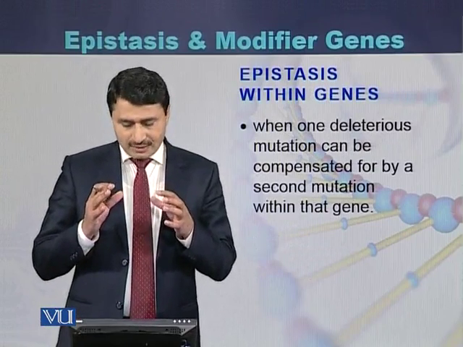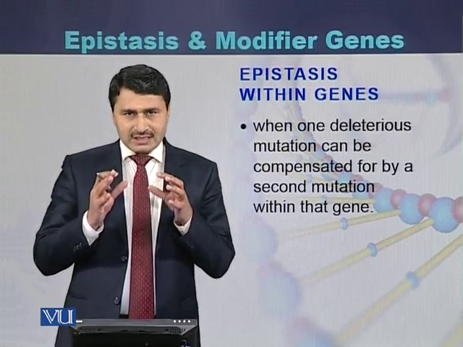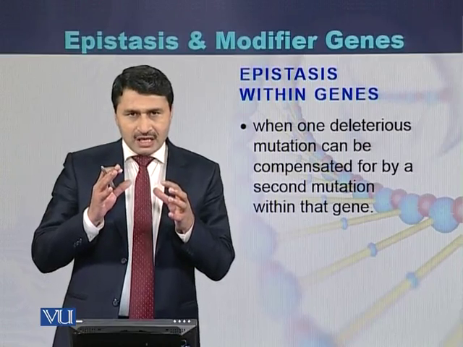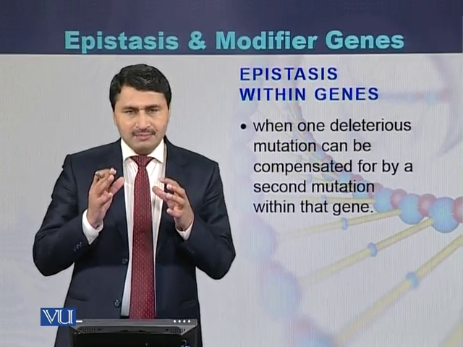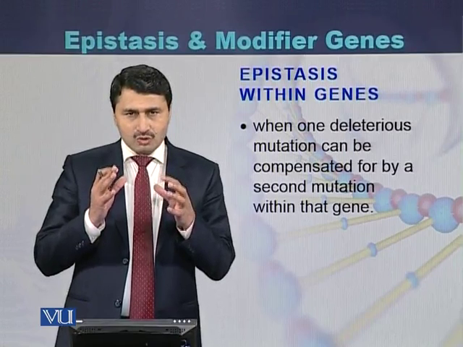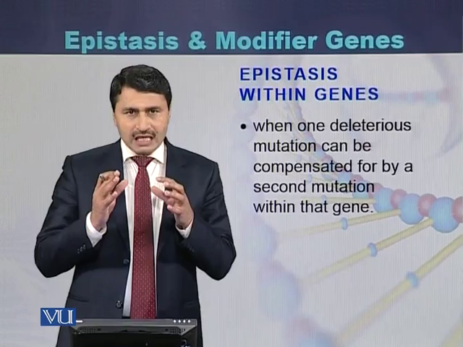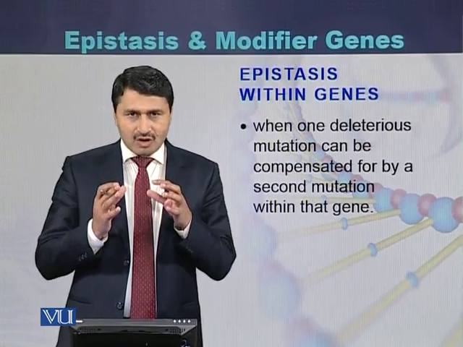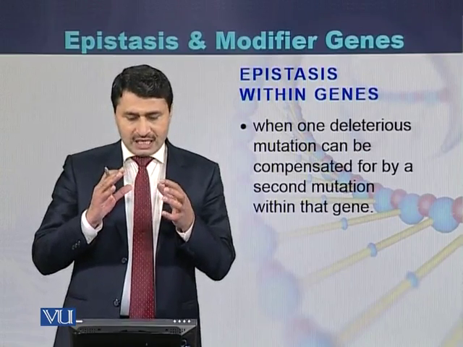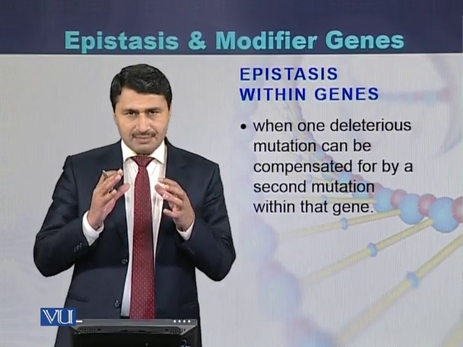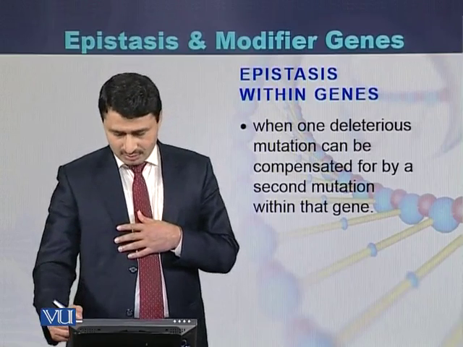Epistasis within the genes. Within a gene, mutations can compensate for the effect of each other. If there are two mutations within a gene, one mutation can compensate for the effect of the other mutation. Such a case is called epistasis within the genes.